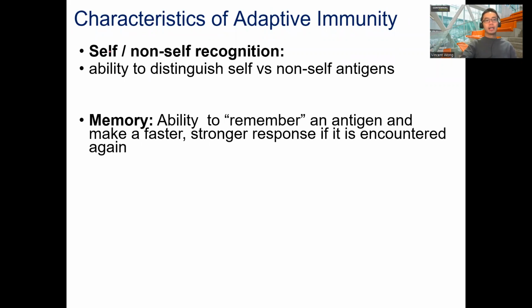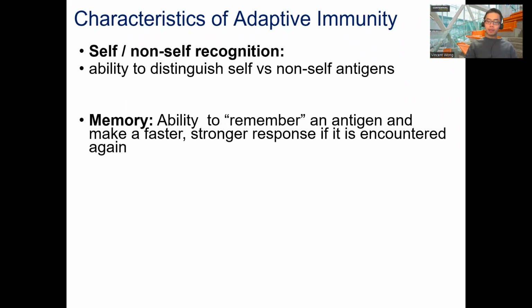Okay? First of all, it has the ability to distinguish self versus non-self, okay? And that means that you need to be able to tell what belongs to the body and what does not, right? You don't want to end up attacking your own self, right? So that's a key feature of immunity in general. Memory. Memory is the ability to remember an antigen and make a faster, stronger response if you encounter it again.